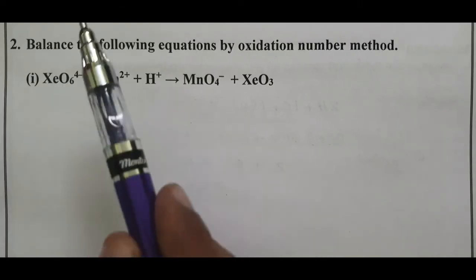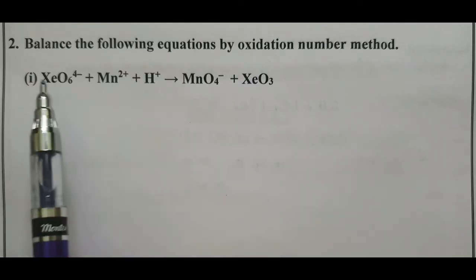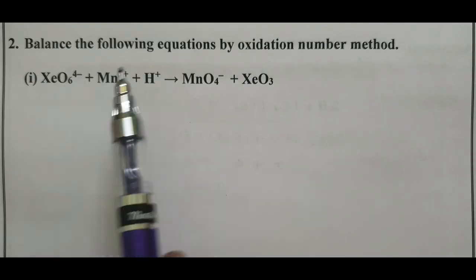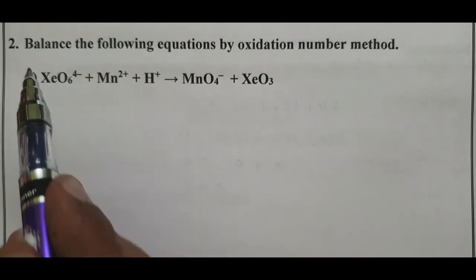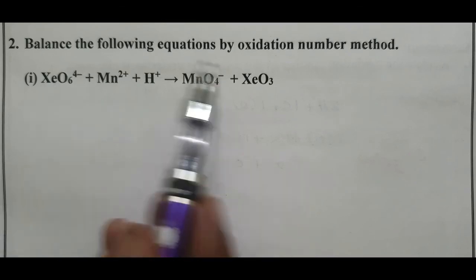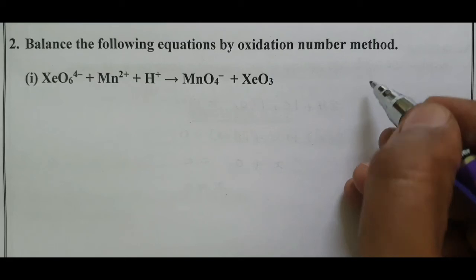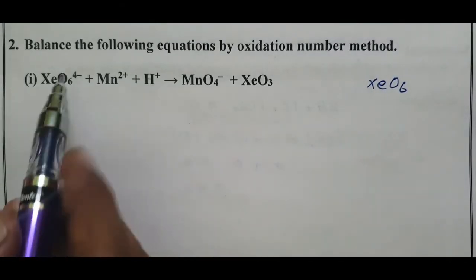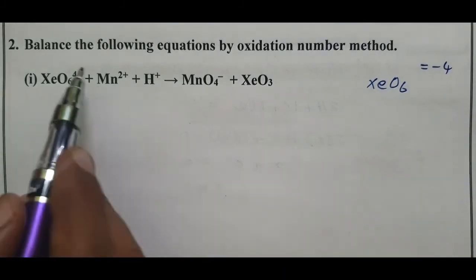Assessment number 2. Balance the following equations by the oxidation number method. XeO6 4- perxenate ion oxidizes Mn2+ into Mn7+. Now, I am going to find out the oxidation state of xenon on the left and right hand side, and manganese on the left and right hand side. Perxenate ion molecular formula XeO6. Now, I bring the -4 to the right hand side.